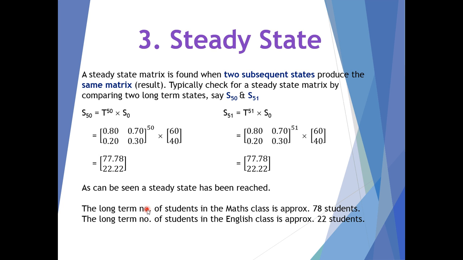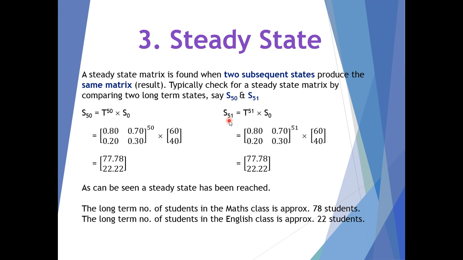We've reached the steady state when 2 subsequent states result in the same matrix. We were getting there before with state 2 and state 3, they were very similar. Typically, to check for steady state, I recommend you go to state 50 and state 51. They're a long way down in terms of long-term states. So to find state 50, we take the transition, raise it to the power of 50 and multiply it by the initial state. This gives us an end matrix of 77.78 and 22.22.